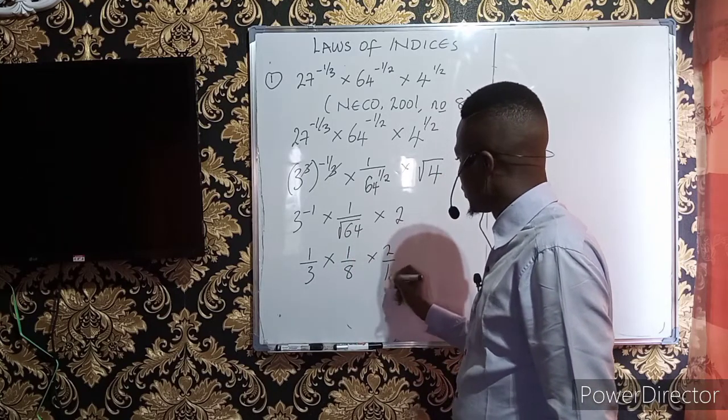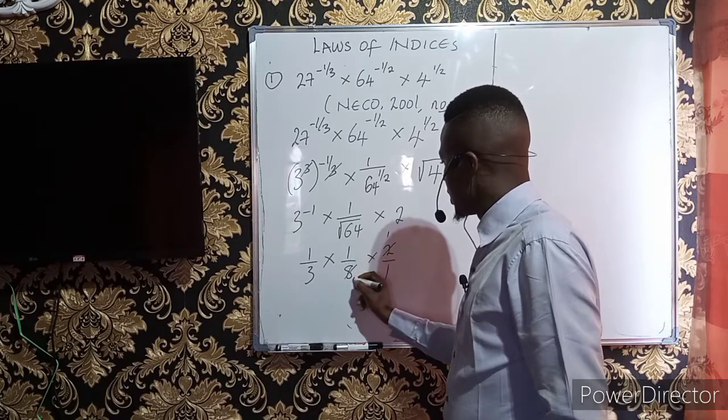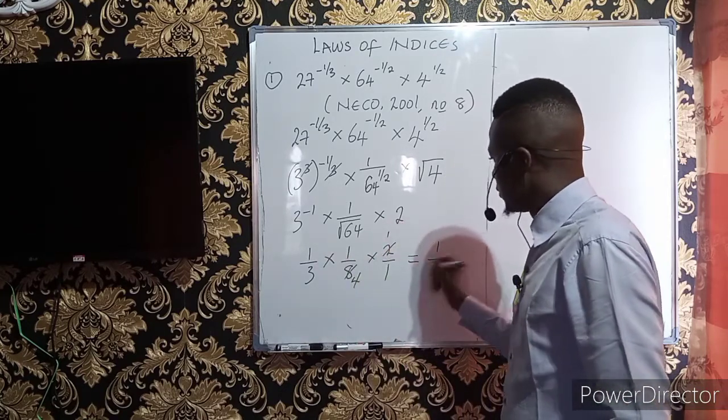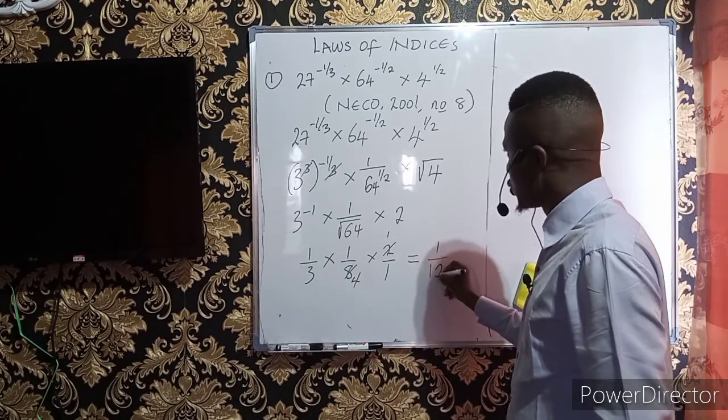These 2 can be called 2 over 1. This here is 1, this here is 4. So the answer is just 1 times 1, which is 1, over 3 times 4, which is 12.